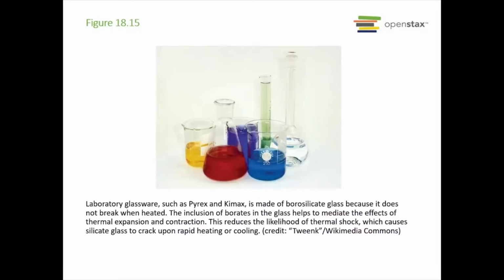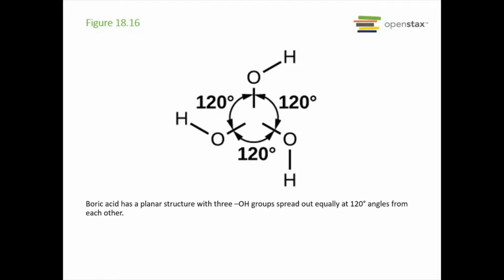Here's some lab glassware like Pyrex or Chemex, which are some of the big brands. You probably actually have some Pyrex glass in your kitchen, maybe a measuring cup. It's borosilicate glass. It does not break when heated, which is why it's so good. The borates in the glass help keep it from thermally expanding and contracting too much, which is what can lead to cracks from thermal shock. And this is showing you the planar structure of boric acid, with the three OH groups at 120 degrees from each other in this equilateral triangle.